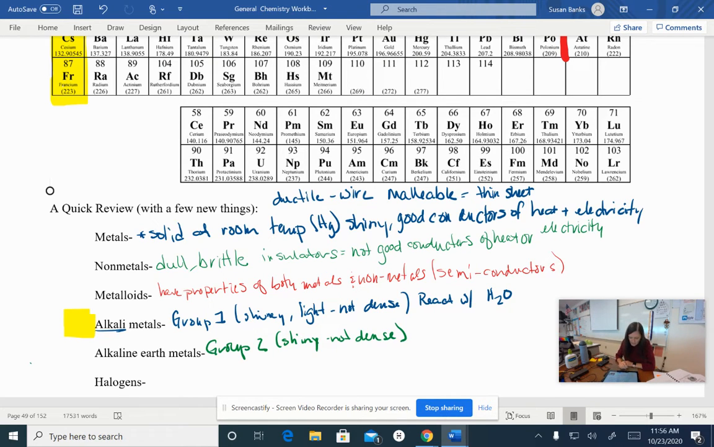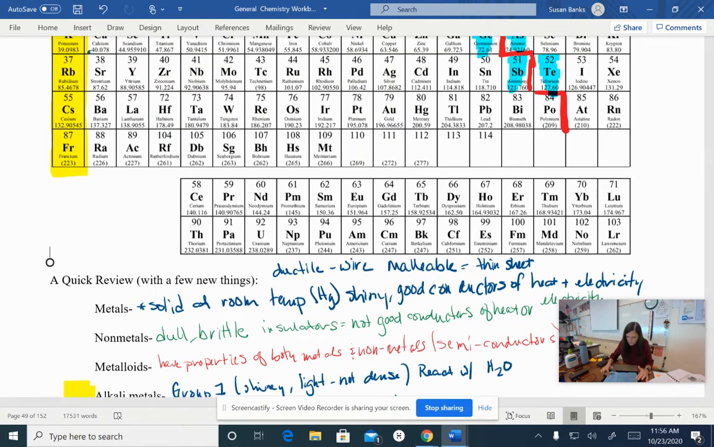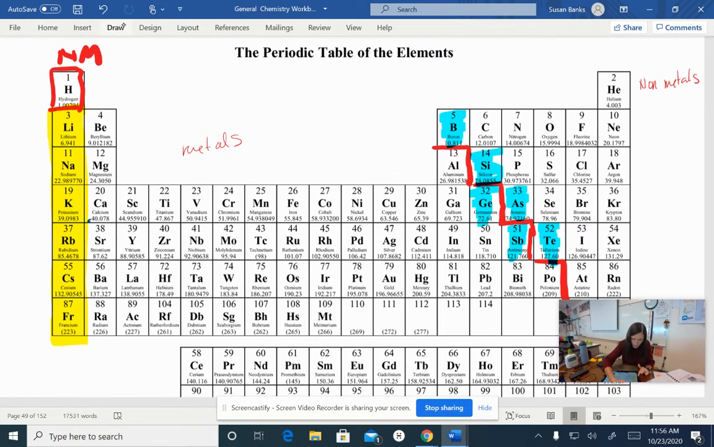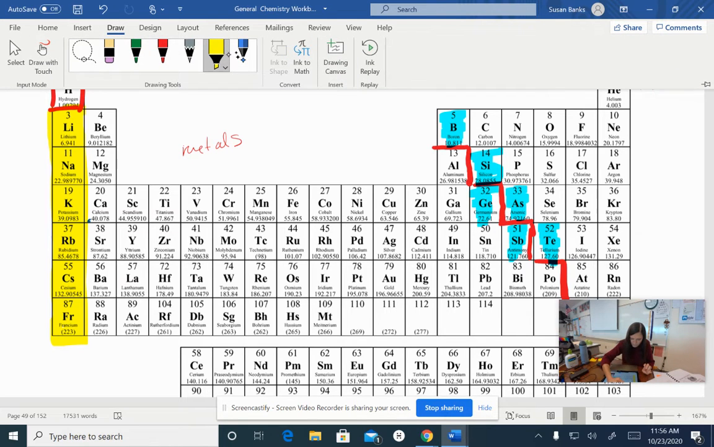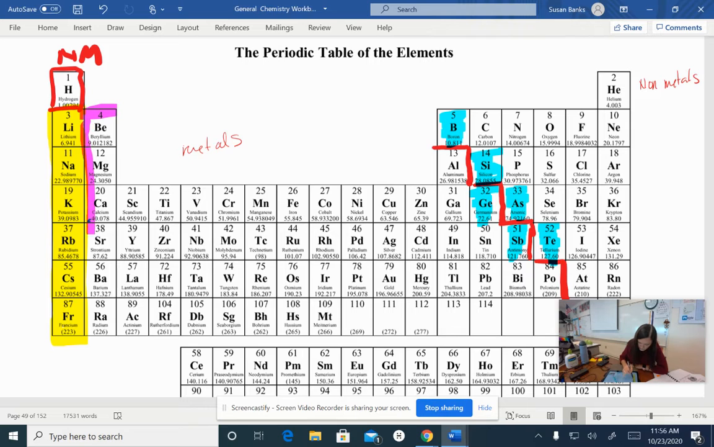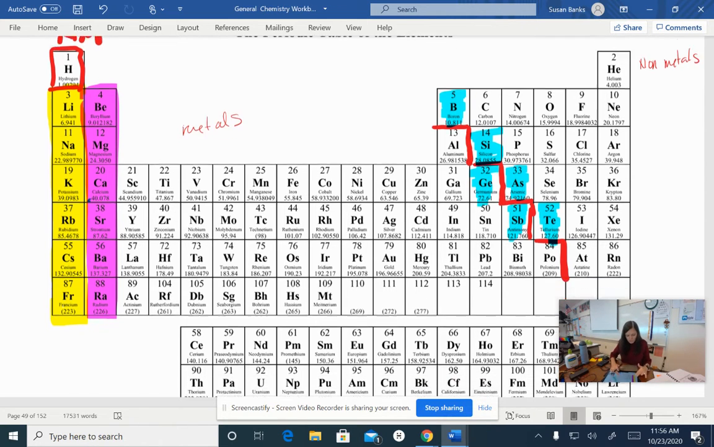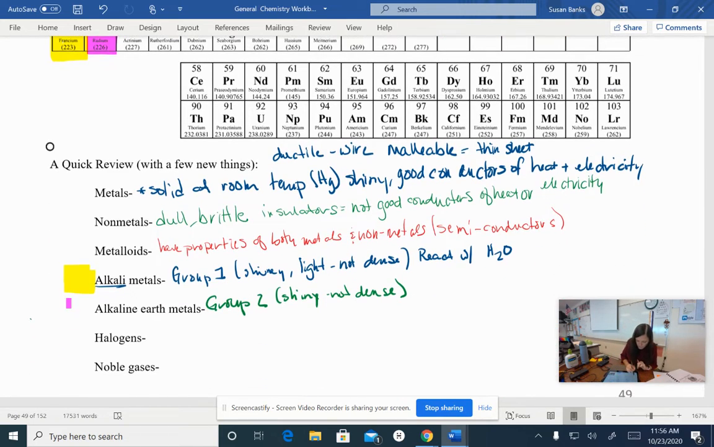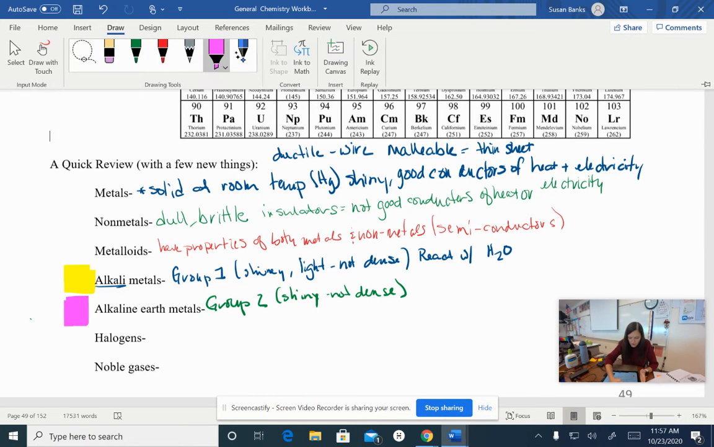So I'm going to highlight the alkaline earth metals in a different color. Let's choose yet another different color. Okay, I'm going to put these guys in magenta. Okay, so the alkaline earth metals are group 2. Now remember, from previous, groups are our columns in the periodic table. So our alkaline earth metals are group 2. Halogens are another group.